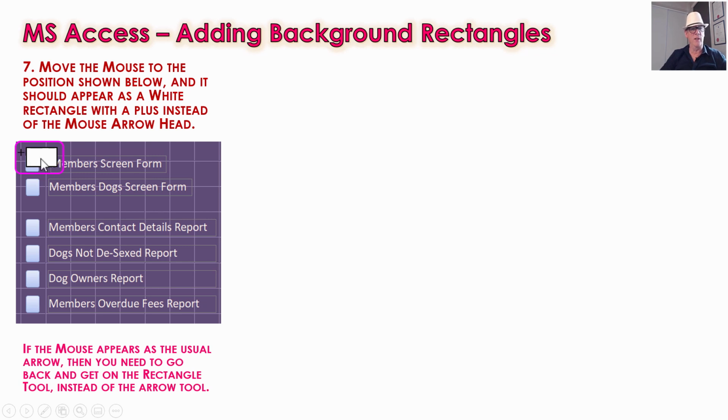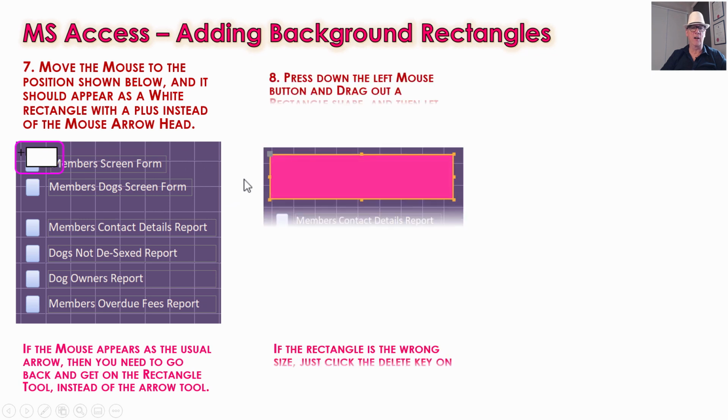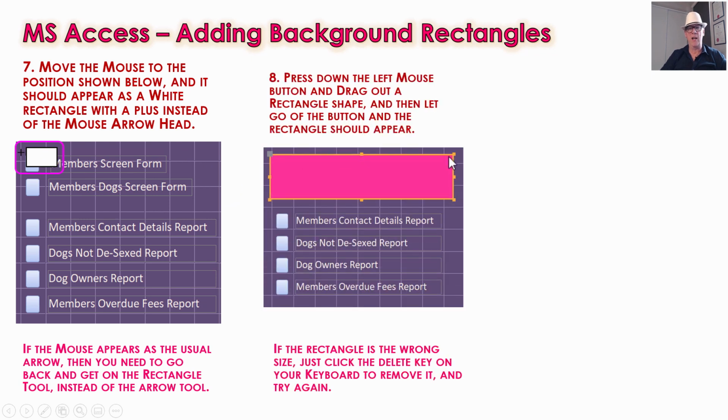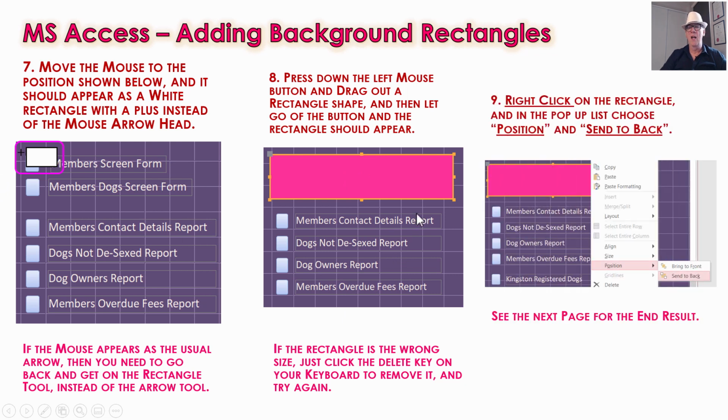Then we've got our rectangle drawer, which just changes the cursor into a plus and a rectangle. Instead of a mouse arrow like we've got right here, it'll change into a different sort of cursor, a rectangle with a little plus sign on it. And with that is how you drag out a rectangle. So you'll drag out a pink rectangle over the top of everything. If the rectangle's wrong, you can just click on it and press your delete key to delete it, get on the rectangle tool, and draw it again.